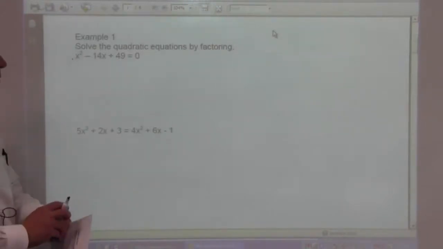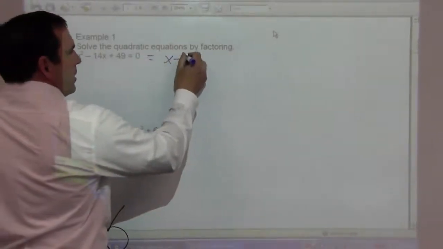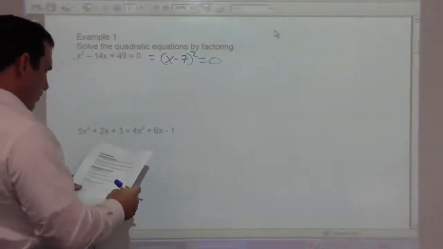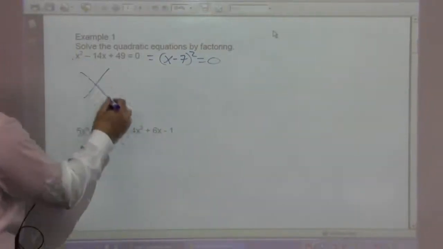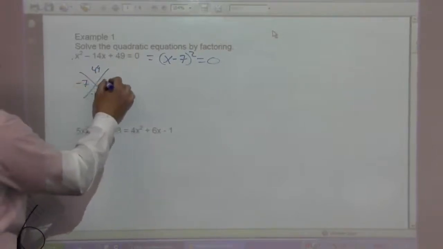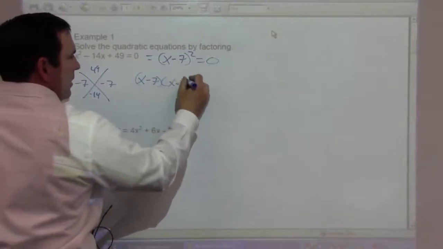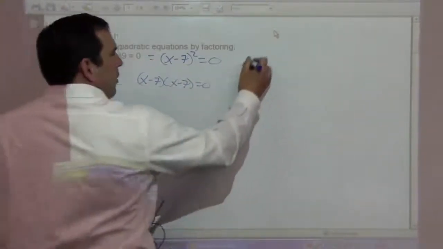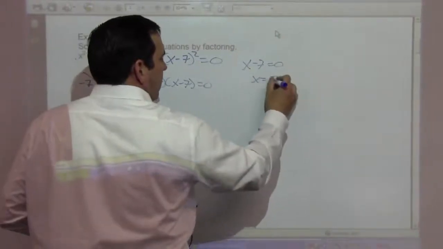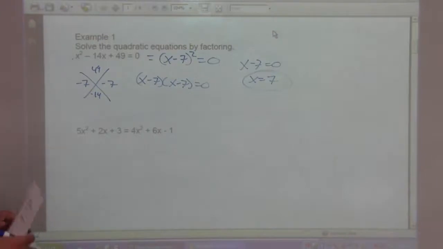So x squared minus 14x plus 49, that's going to be x minus 7 squared equals 0. If you want to see that break down, you put the 49 here, the negative 14 here, so we get negative 7, negative 7. x minus 7 times x minus 7 is 0. So set x minus 7 equal to 0, you get x equals 7. That's the solution to this one, and there's only one solution for that one.